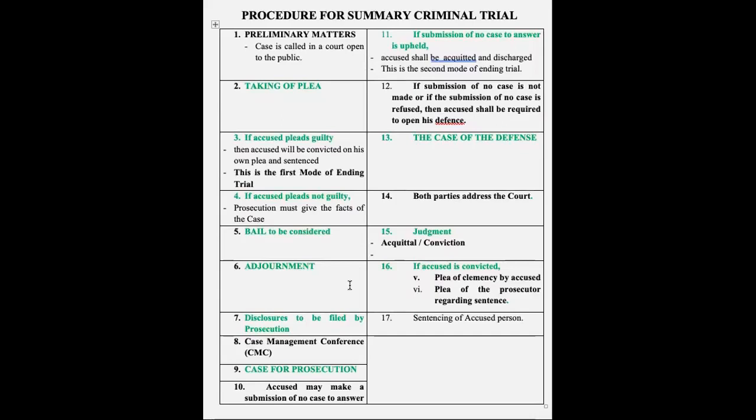At the end of the case of the prosecution, remember, they may substitute or amend the charges before they close their case. Then after that, the accused may make a submission of no case to answer if he wishes to do so. If the accused makes a submission of no case to answer and it is upheld, then the accused shall be acquitted and discharged. This is the second mode of ending the trial.